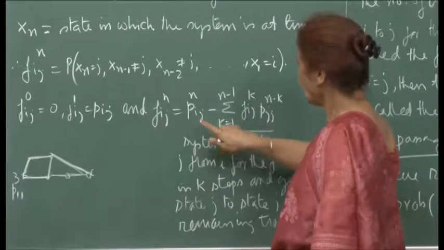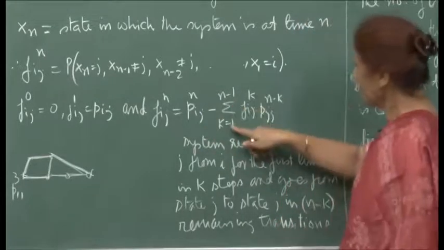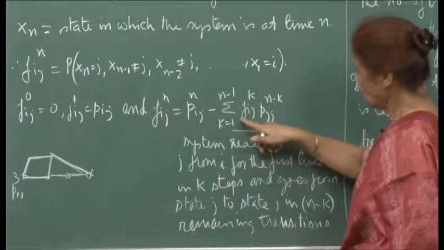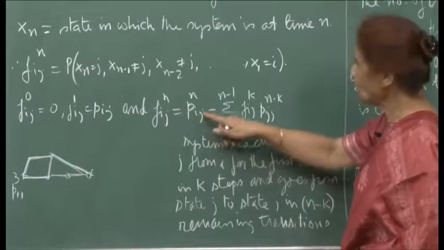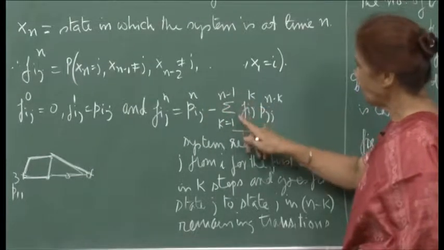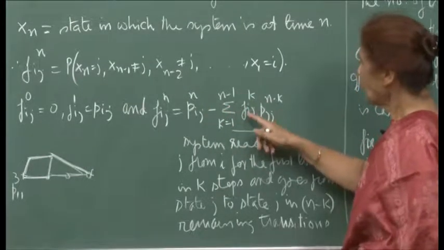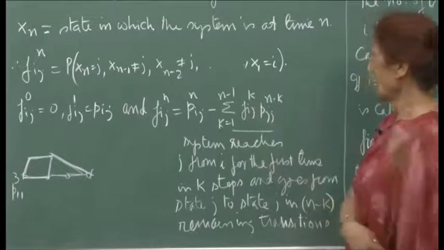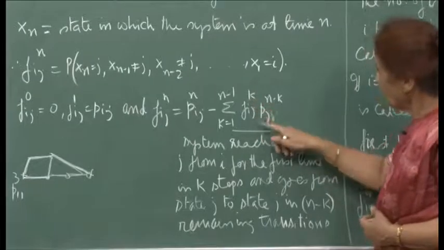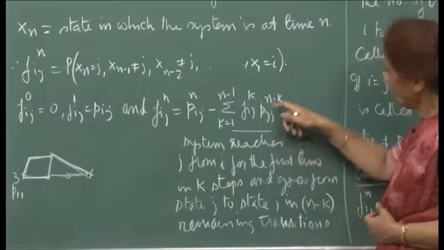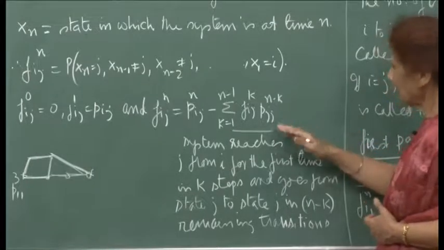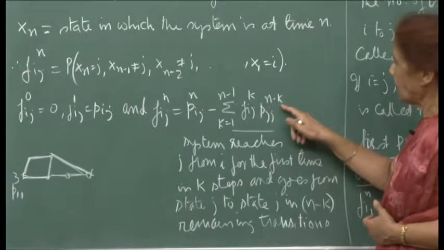So, p I j n minus sigma k varying from 1 to n minus 1, you see, because you want to reach for the first time from I to j in n steps. So, your k can be allowed to vary from 1 to n minus 1 only, and then this will be f I j k. So, for the first time you have visited from I to j in k steps, okay, and then once you reach j, you can again go to many other states, come back to j or stay in j, whatever it is, in n minus k steps.